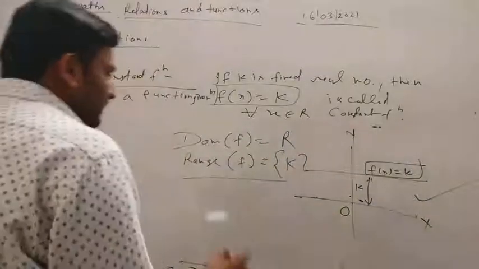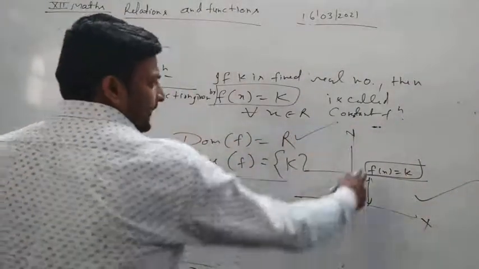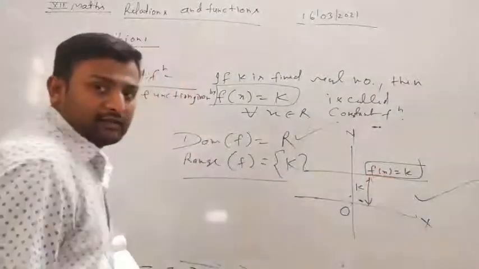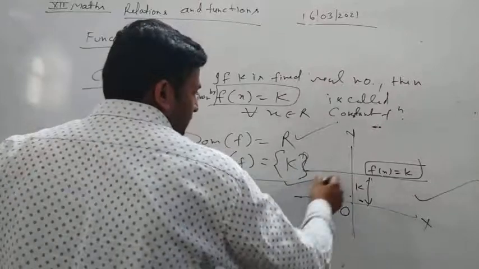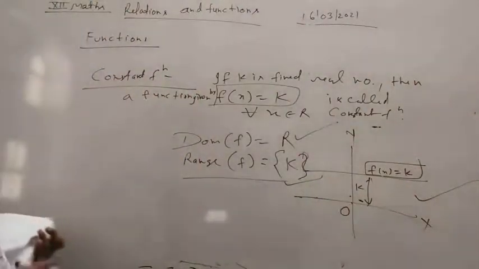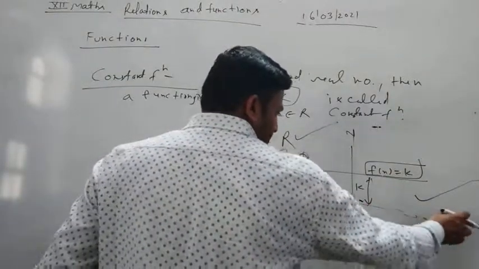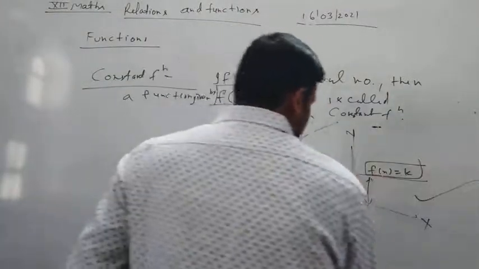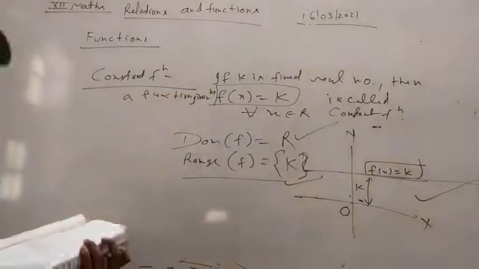The domain of this function is the set of real numbers. We can take any value of x which belongs to R, but our range will be what? The constant. It is fixed. If we take any value, 1, 2, 3, 4, 5, 6, the graph will be like this because k is constant.